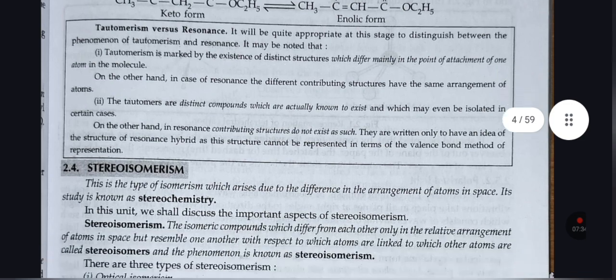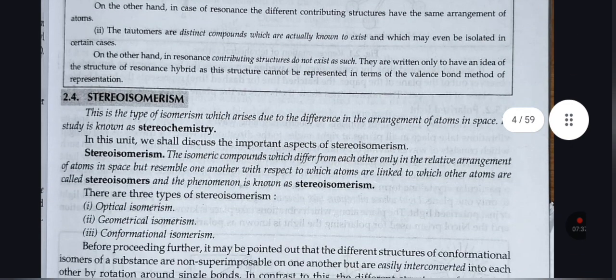Third, the tautomers are distinct compounds which are actually known to exist and which may even be isolated in certain cases. On the other hand, in resonance, contributing structures do not exist as such. They are written only to have an idea of the structure of the resonance hybrid, as this structure cannot be represented in terms of the valence bond method of representation.